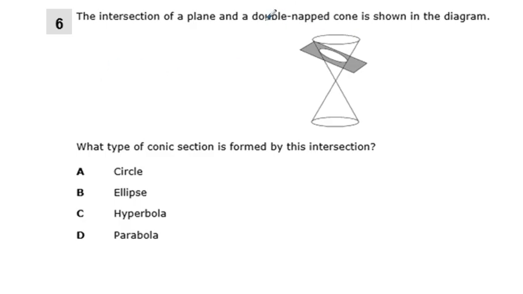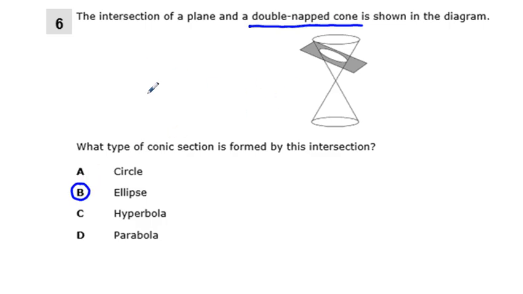And we talk about these double napped cone problems. Sometimes you'll see this with a drawing as you have here, sometimes without a drawing. Basically, if you see a drawing like this where the plane is cutting slightly at an angle, you should be able to recognize that this can only possibly be an ellipse.